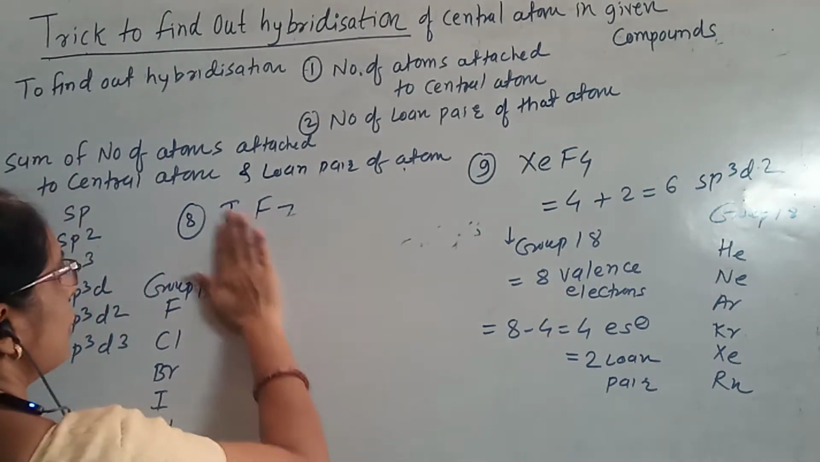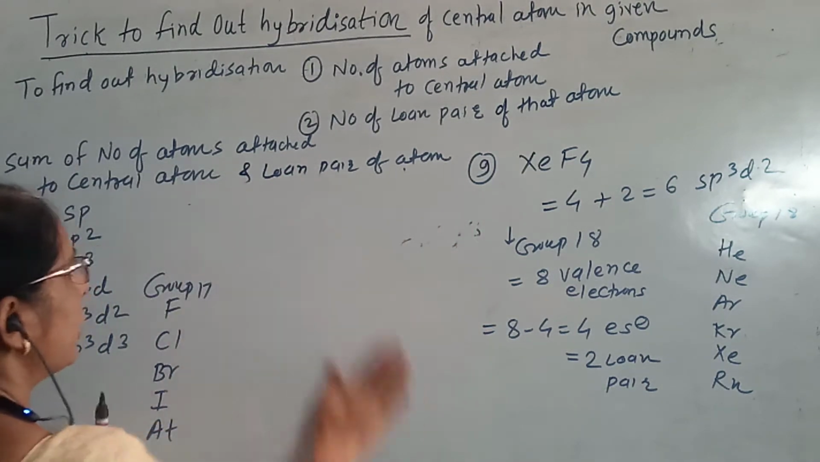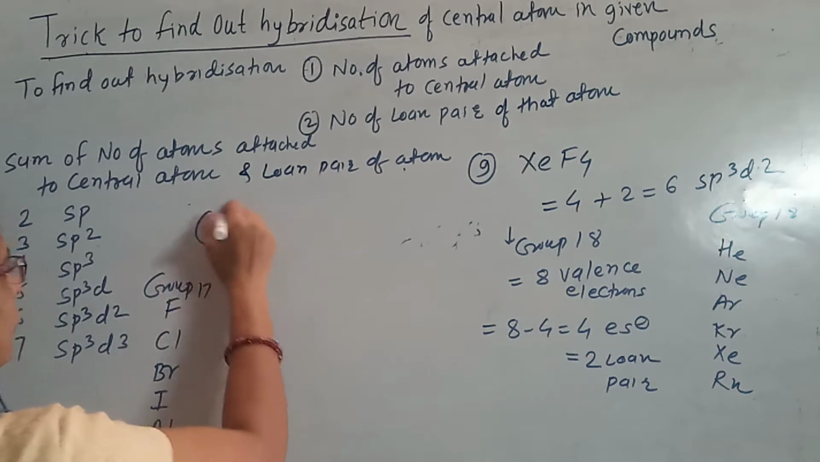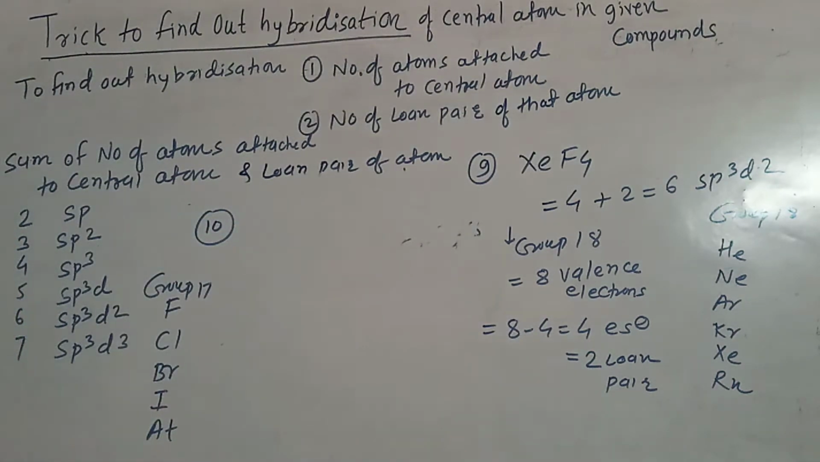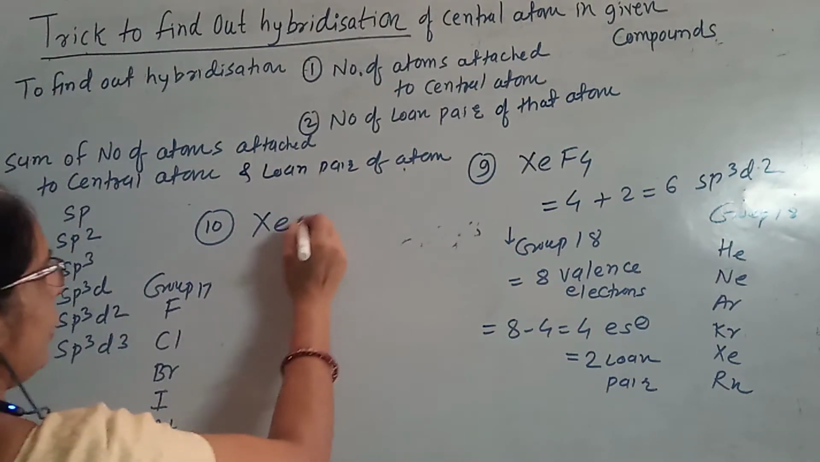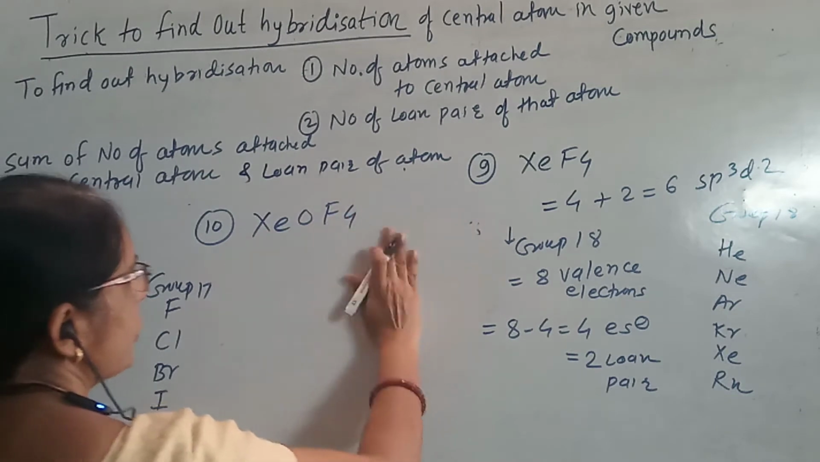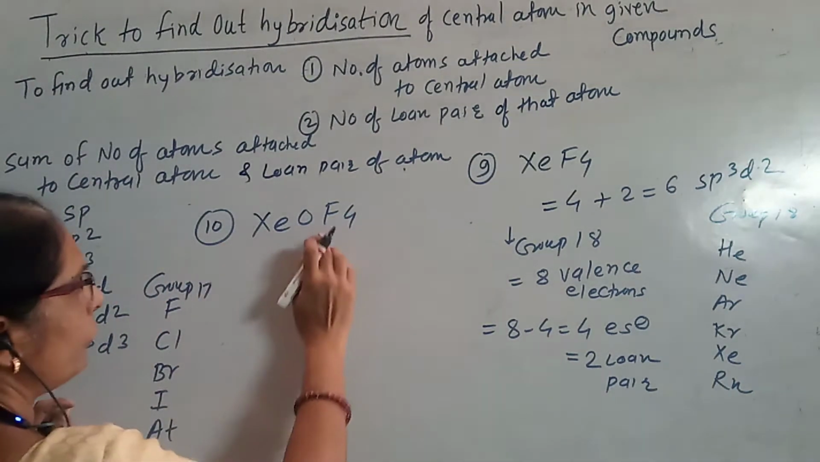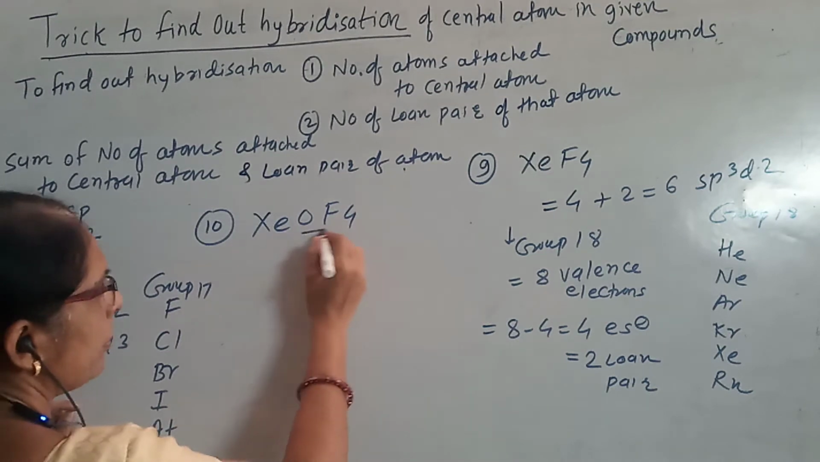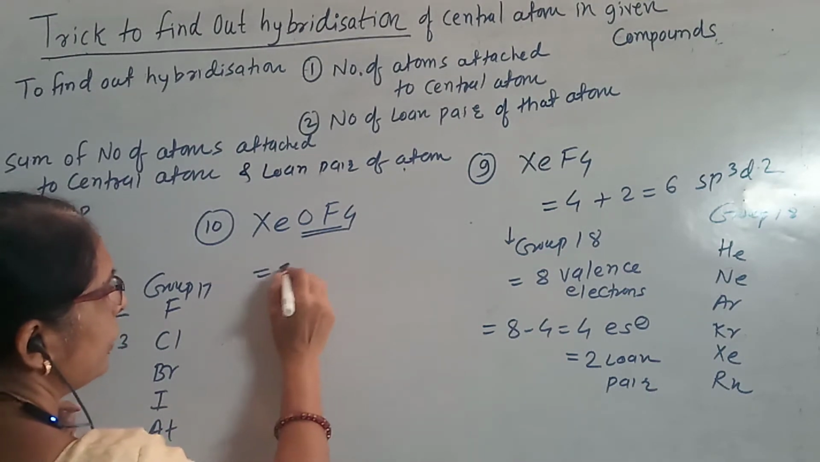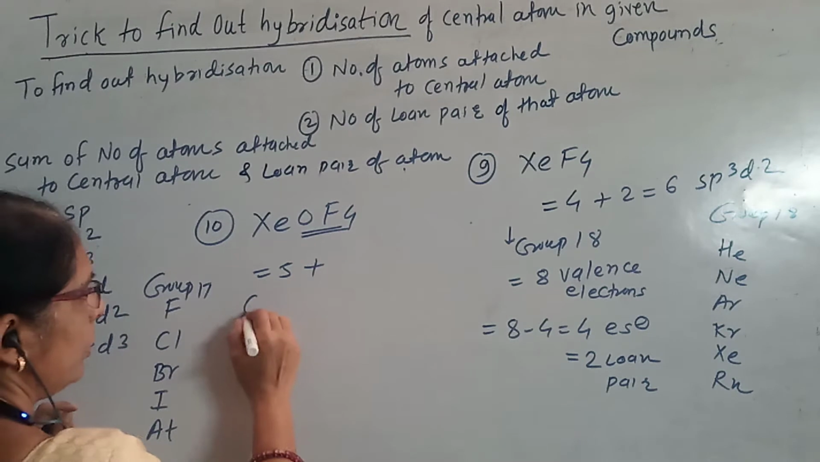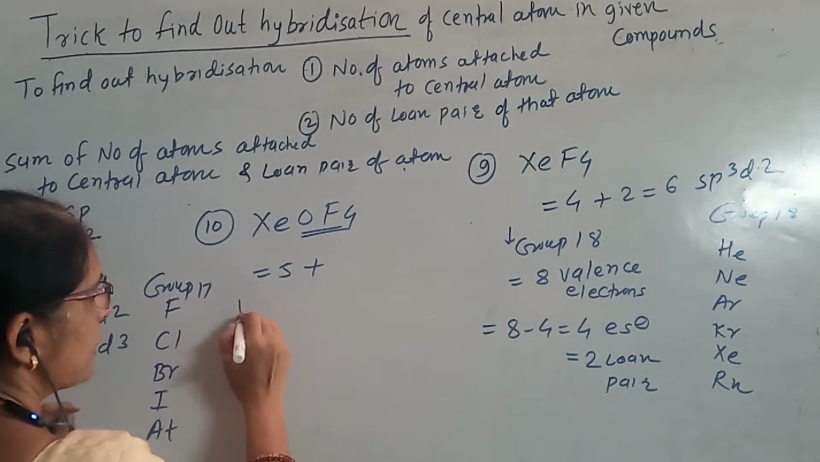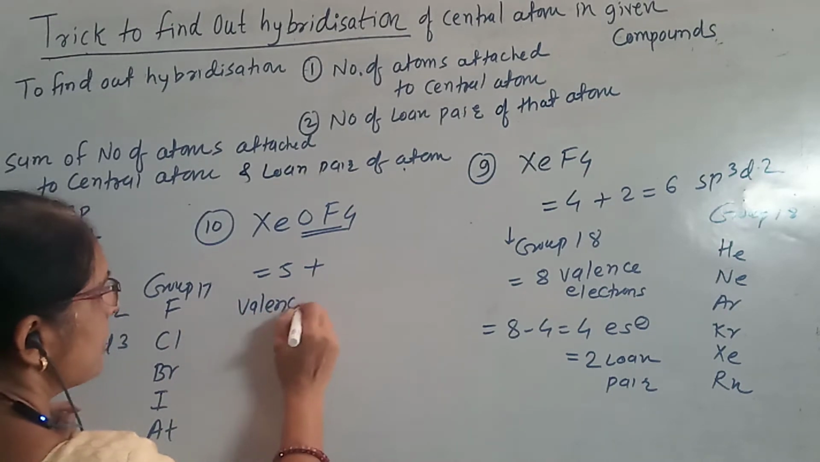Okay. Now we consider one more example, example number 10, XeOF4. Now consider this example again. In XeOF4, again the number of atoms attached with the xenon is 5, plus. Now we have to find out the valence electrons.